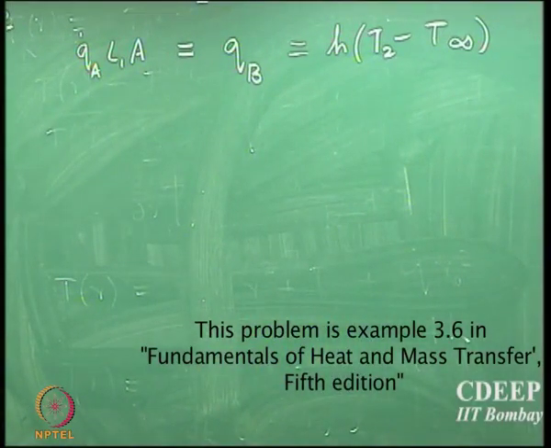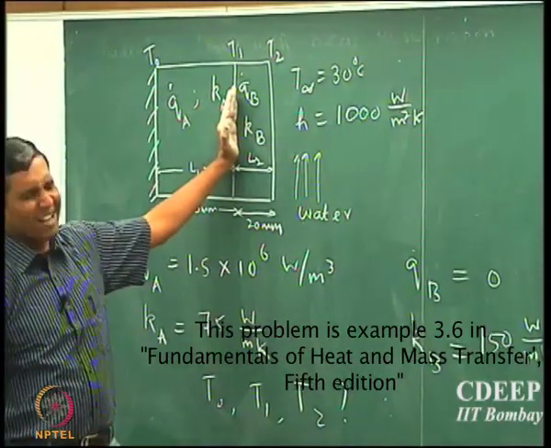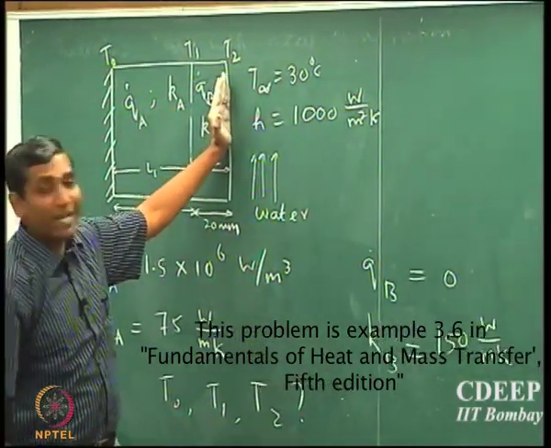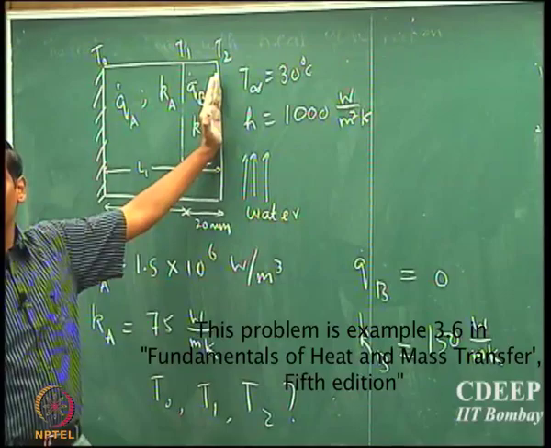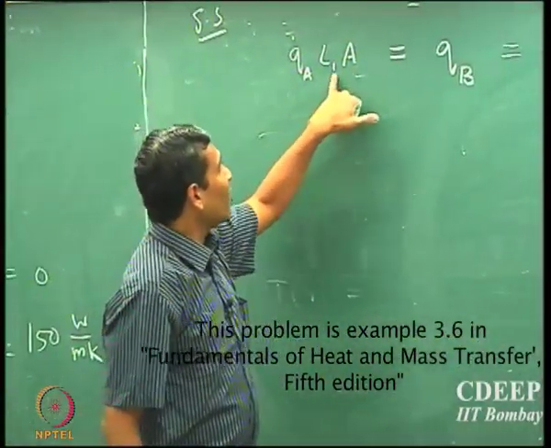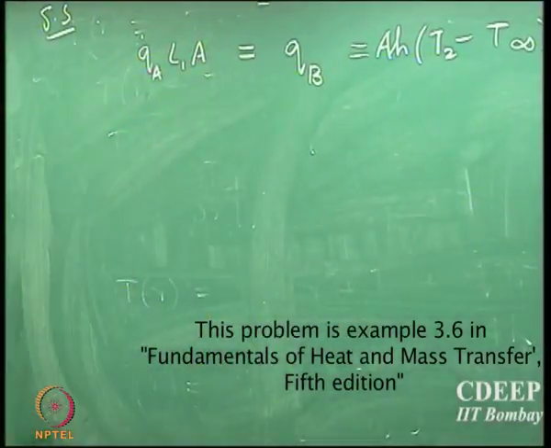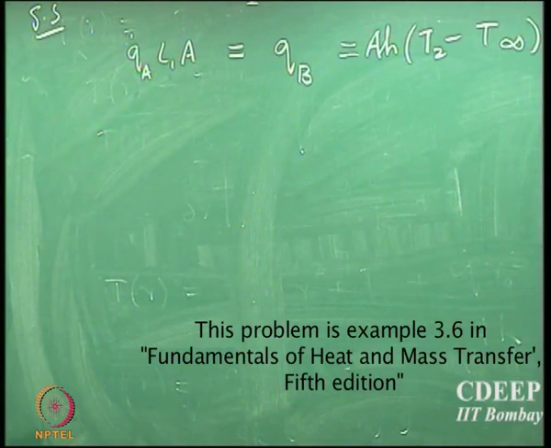Very simple. Because Q dot B is 0, the heat transfer rate in slab B is constant. Therefore, whatever rate at which heat is flowing at this interface should be transported at the exterior surface if you have to maintain steady state conditions. Therefore, Q dot A into L1 into A should be equal to H into T2 minus T infinity into A, right? So we are looking at rate, not flux, right.